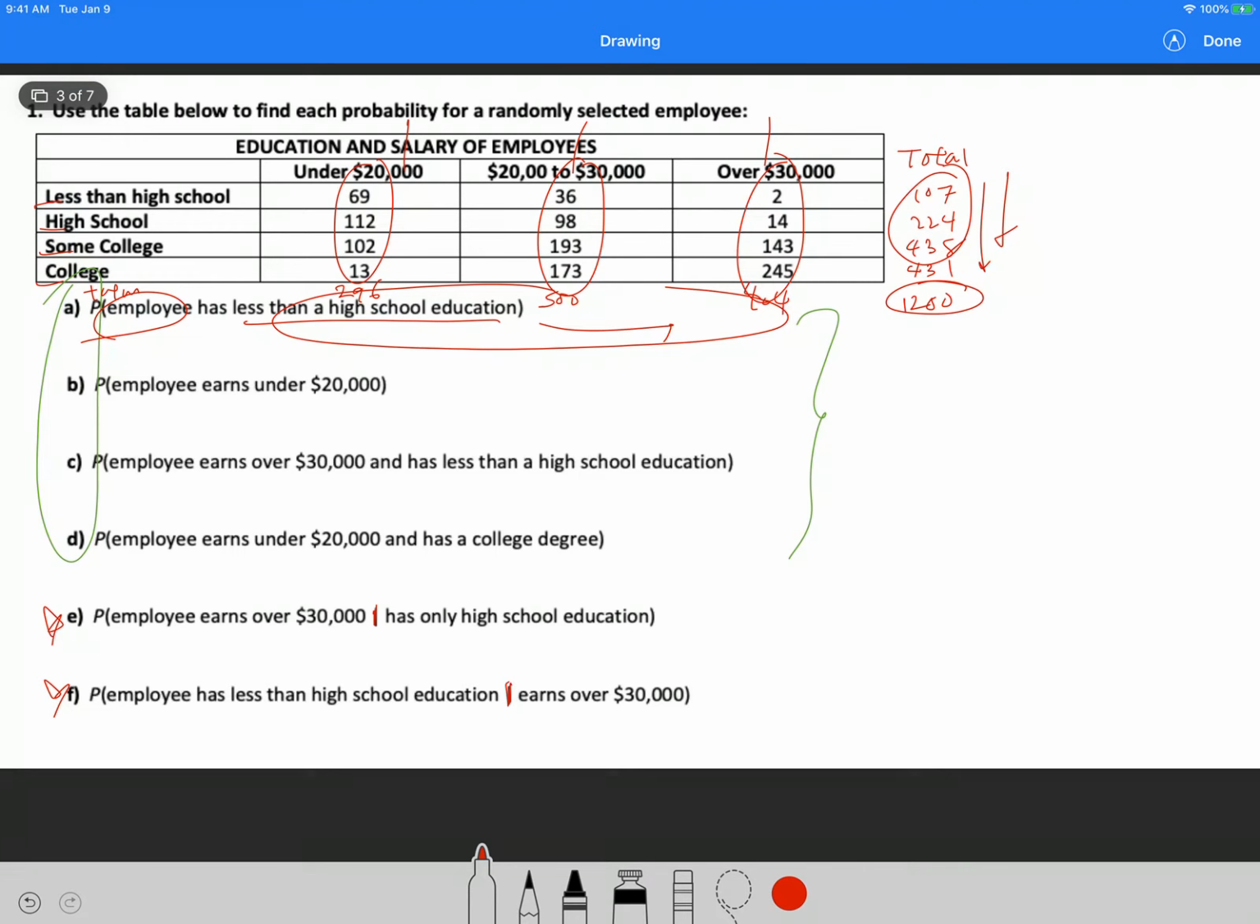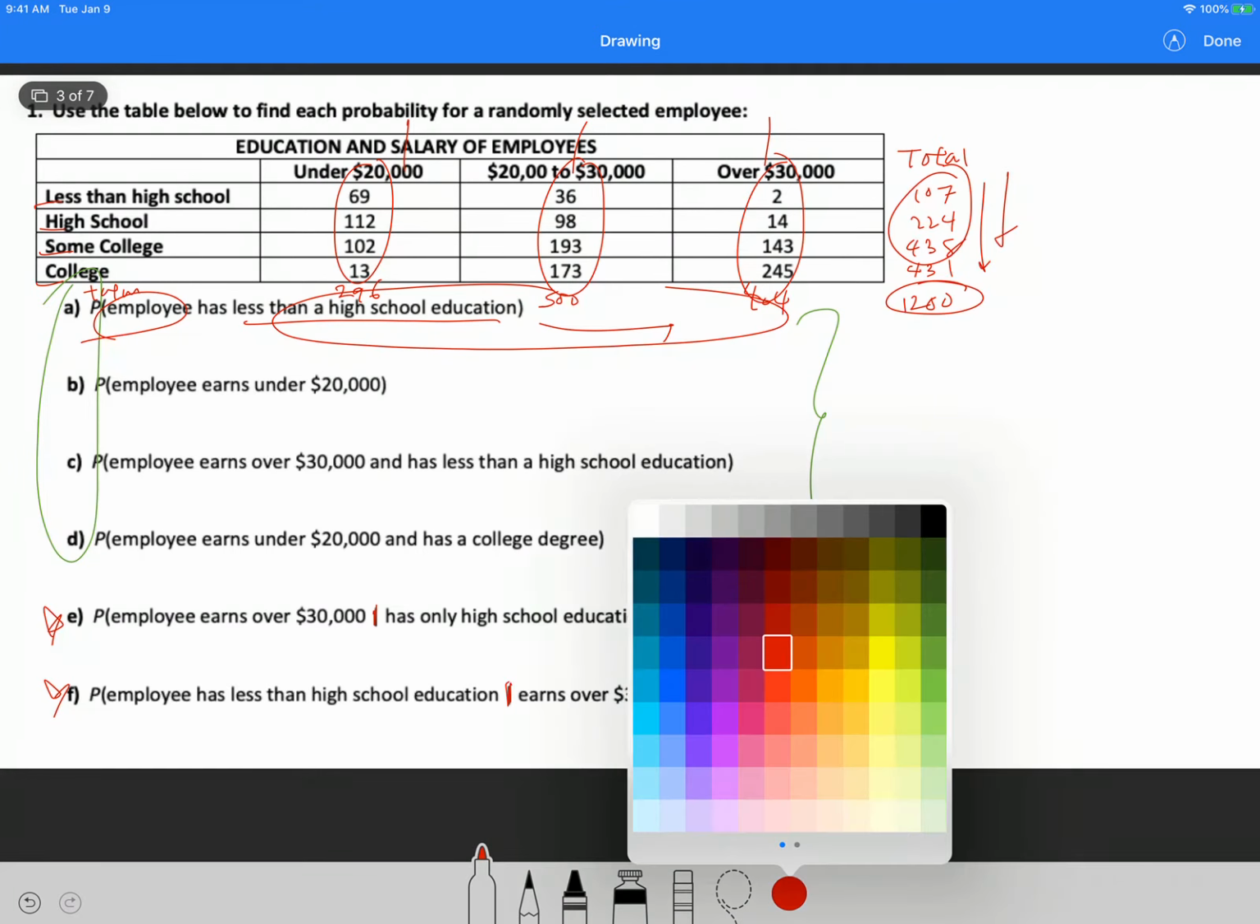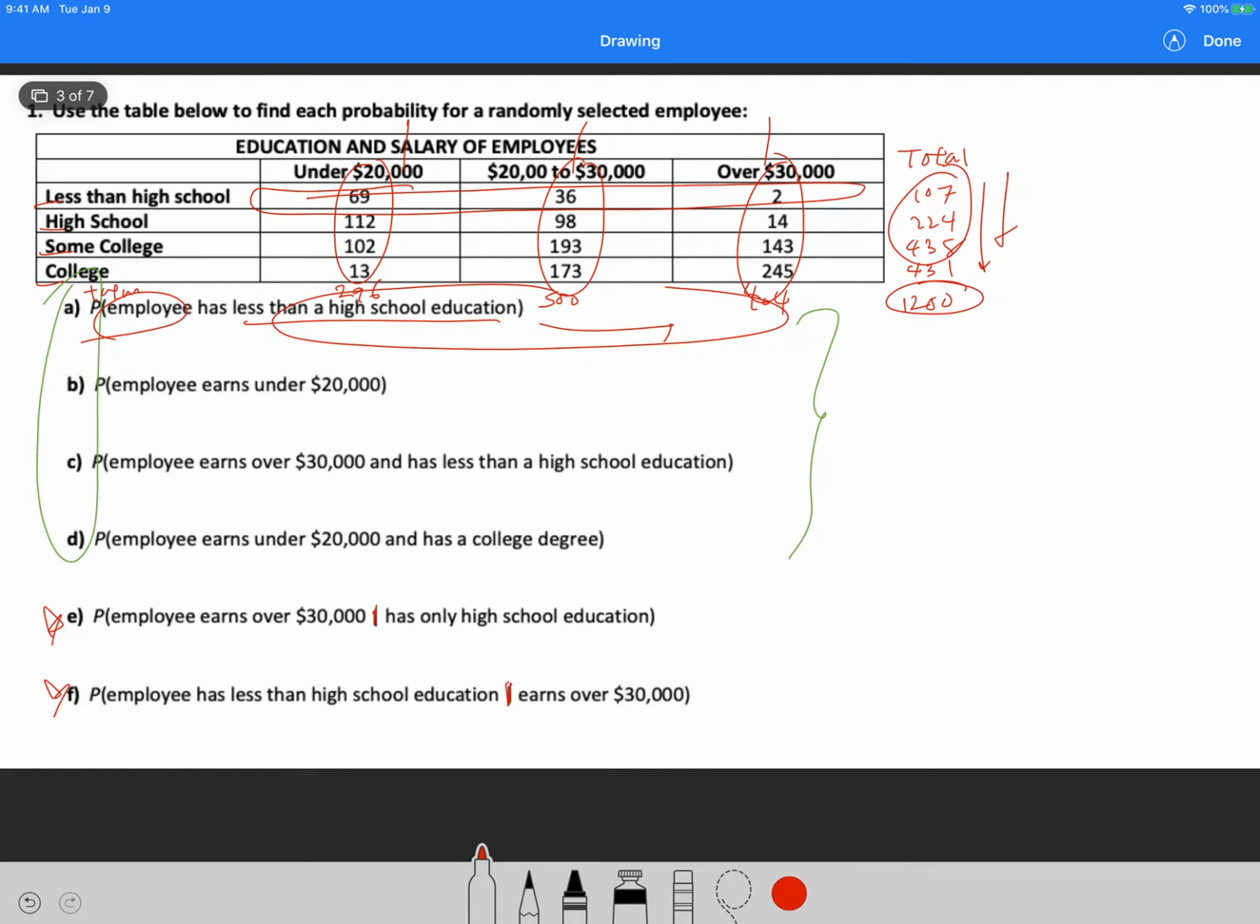An employee that has less than a high school education would be these guys right here, so that's a total of 107. That's why I wanted you to add them up first, because it's eye-catching to have the numbers in front of you. It's 107 out of all the employees, which is 1,200. That's what you write down for the first question. Next is the probability that an employee earns under $20,000. Those earning under $20,000 total 296, and it's still out of the employees, so it's out of 1,200.